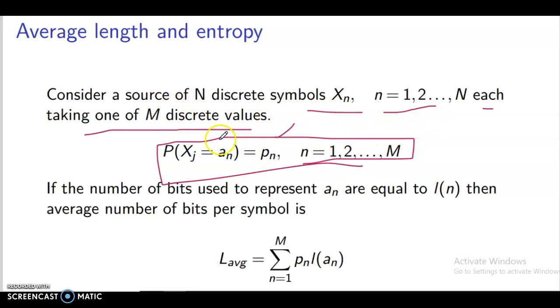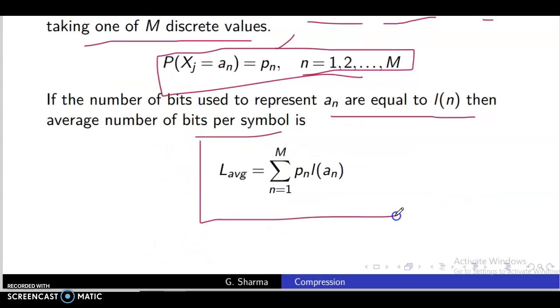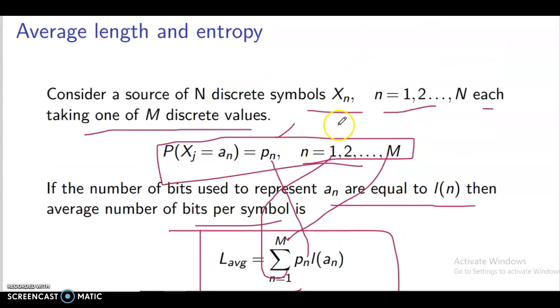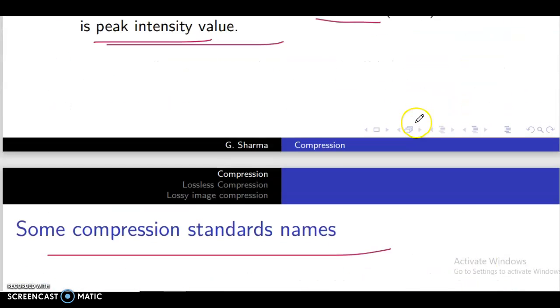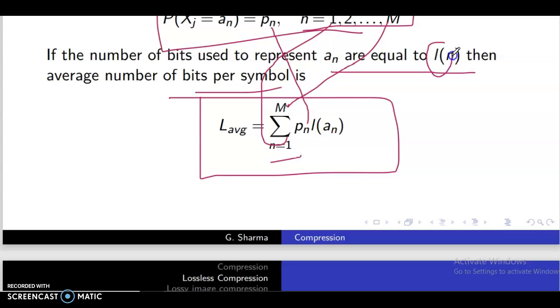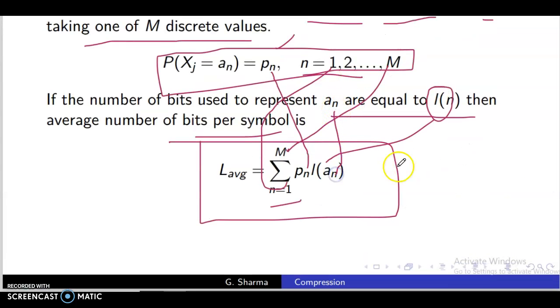If the number of bits used to represent a_n is equal to l of n, then the average number of bits per symbol is L average, equal to summation of n equal to 1 to M of p_n times l of n, where p_n is P of x_j equal to a_n.